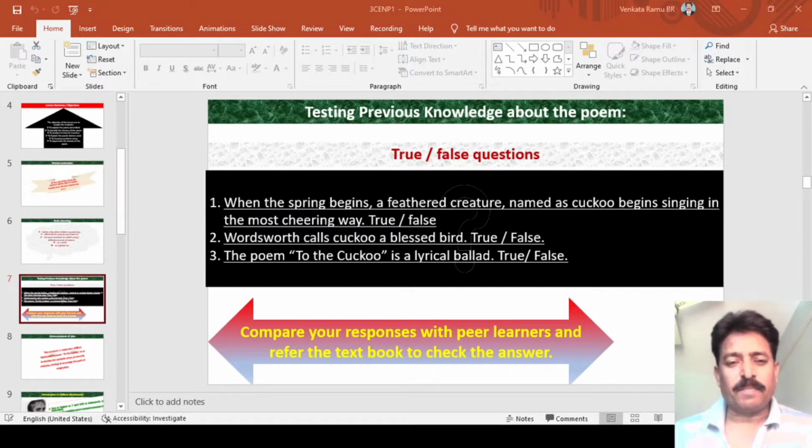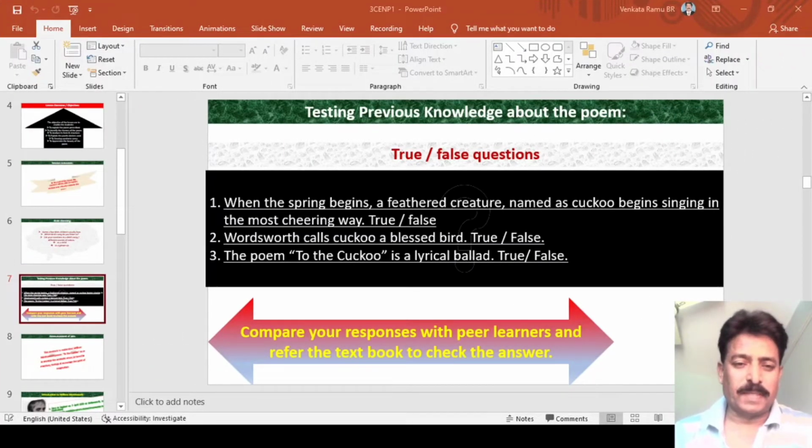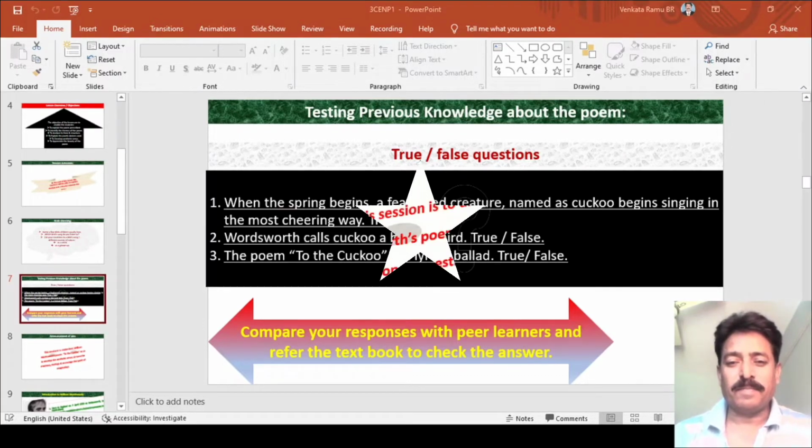Second question: Wordsworth calls Cuckoo a blessed bird. About this, I am sure. Third question: the poem To the Cuckoo is a lyrical ballad. Do you agree with this one? If you agree, please tell me it's true, or else you can say it's false. Oh yeah, you have plenty of answers to tell me. Though I can't hear your words, I can say that you should compare your response with the peer learners and refer to the textbook and check your answer.